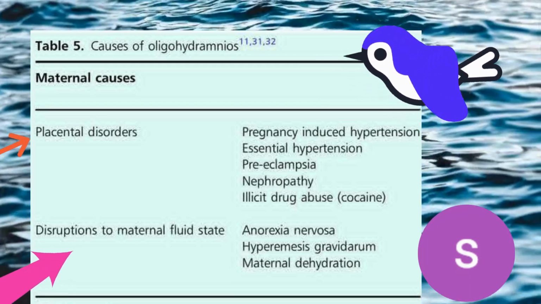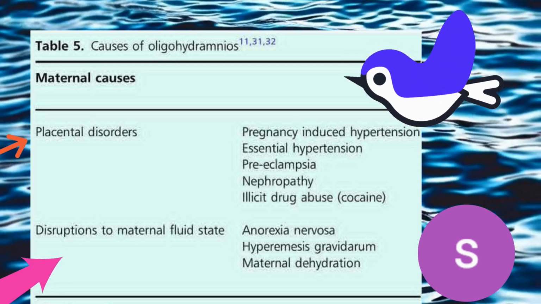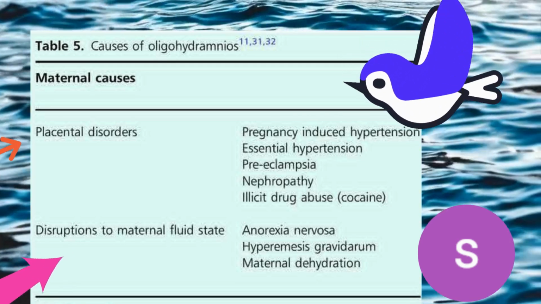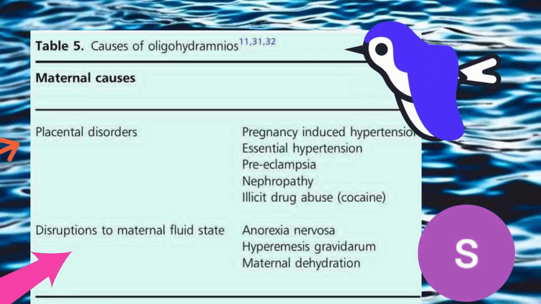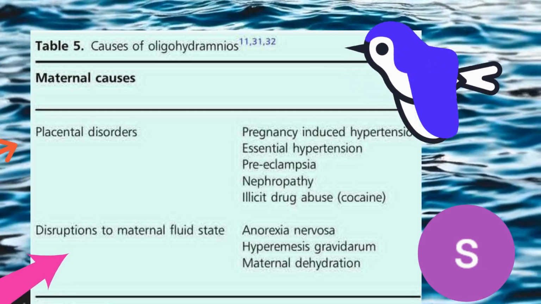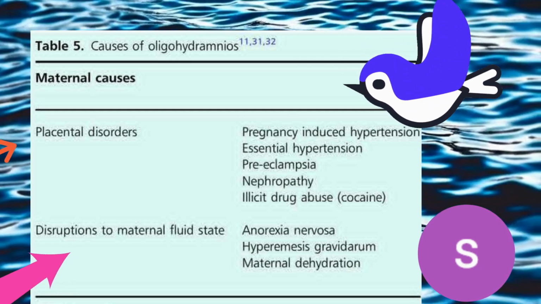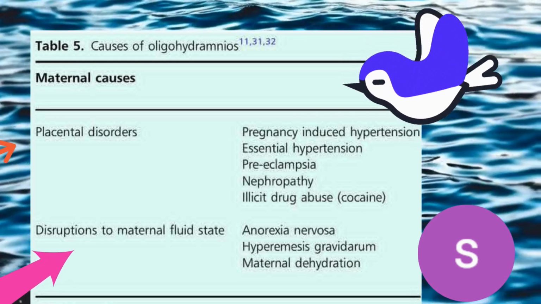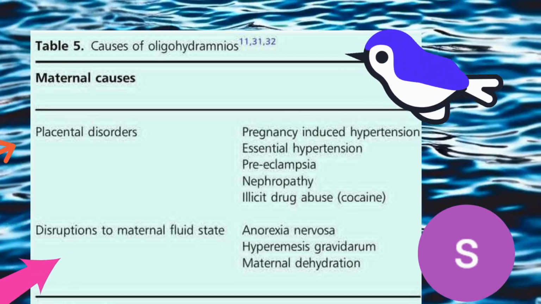So, what are the causes of oligohydramnios? Causes of oligohydramnios include maternal causes: placental disorder, pregnancy-induced hypertension, essential hypertension, preeclampsia, nephropathy, illicit drug abuse, cocaine, and disruption to maternal fluid state, such as anorexia nervosa, hyperemesis gravidarum, and maternal dehydration.